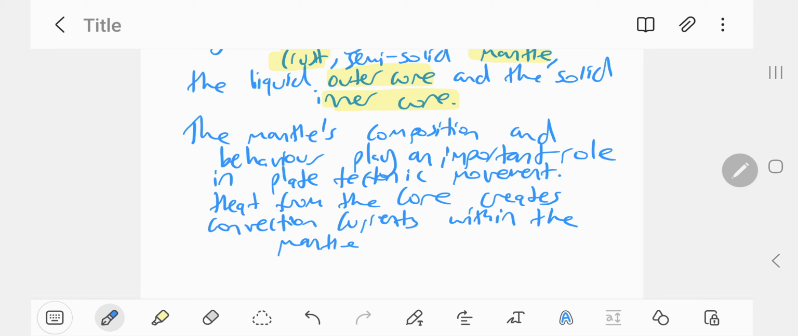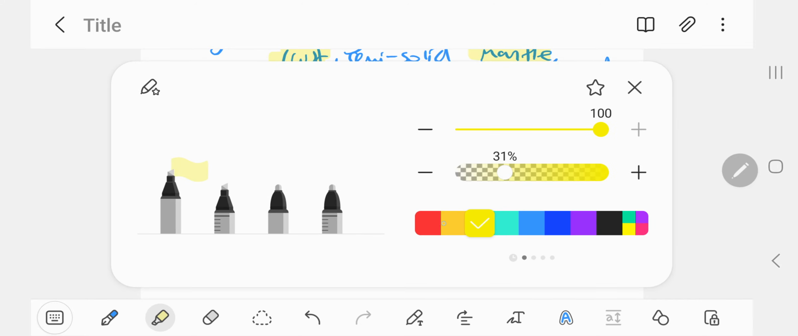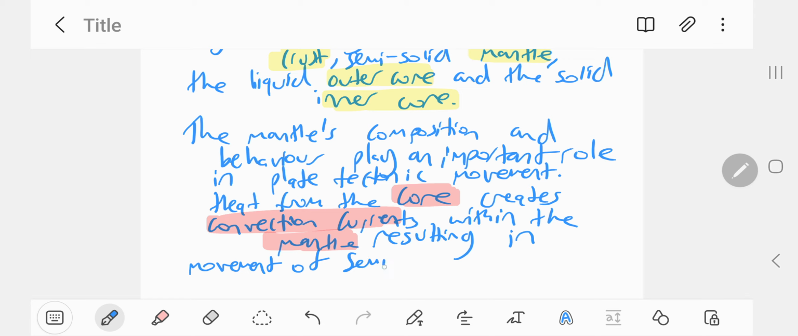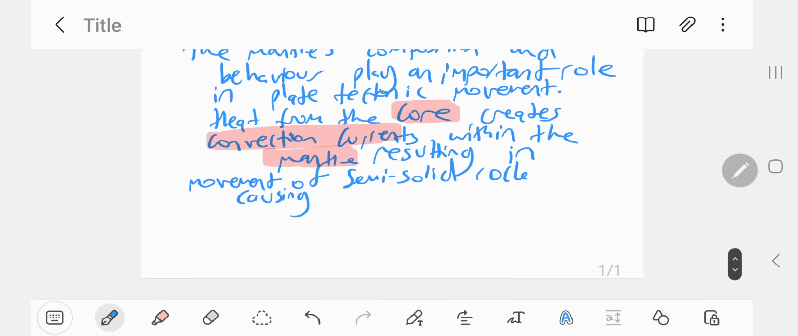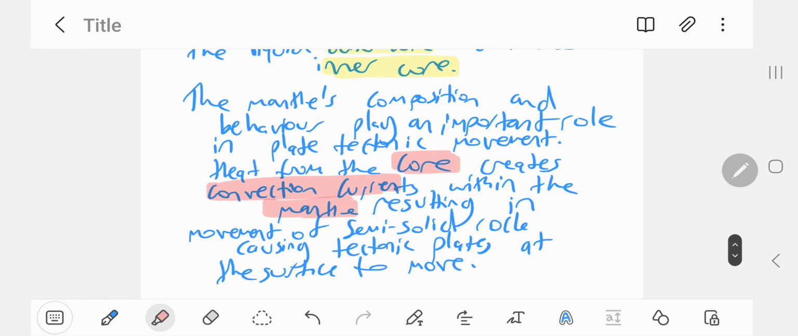That's what explain means, the explanation. Cause is the core itself. So the core, that's the cause. Effect is convection currents in the mantle resulting in movement of semi-solid rock causing tectonic plates at the surface to move. And the effect also is tectonic plate movement.